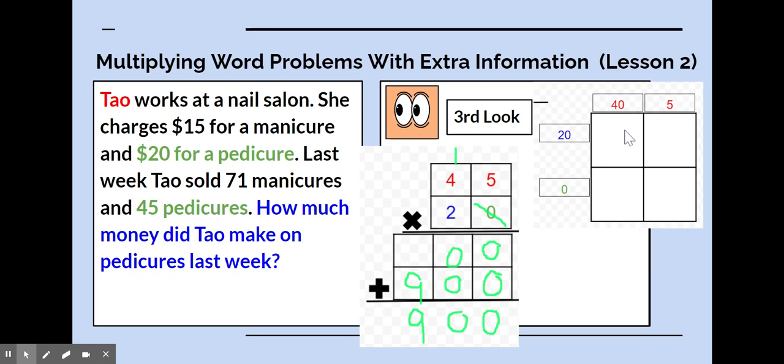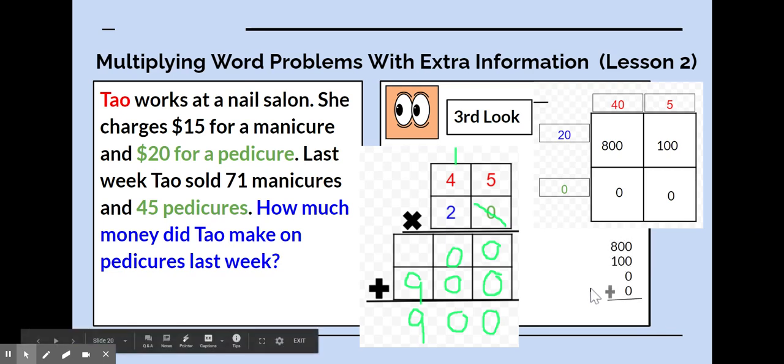20 times 40, that's 800. And then we multiply 20 times 5 for this box, and that is 100. And we know that 0 multiplied by anything is 0. We would take all these numbers, we would add them up, and that should give us 900. And when we have done it two different ways and got the same answer, then we are correct.